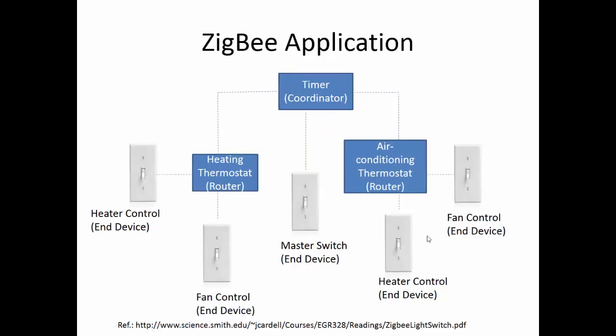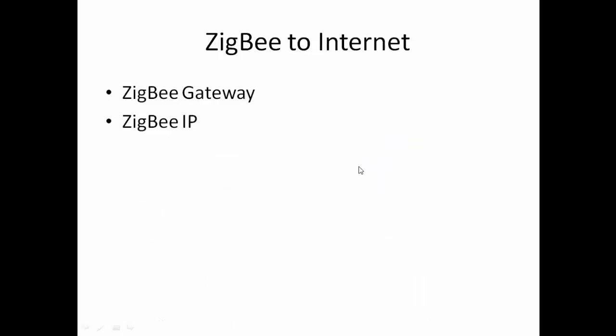Here, let's take an example of a home heating network. Several end devices like heater control and fan control can connect to a router such as an air conditioning thermostat or heating thermostat. In an automated heating network, the coordinator, in this case the timer, provides control for heating thermostats or the lights. So that was the ZigBee protocol stack till now.